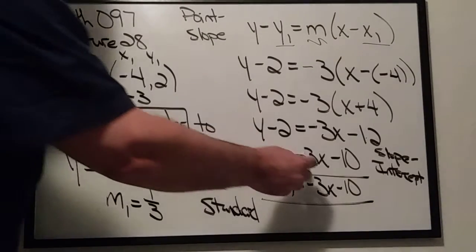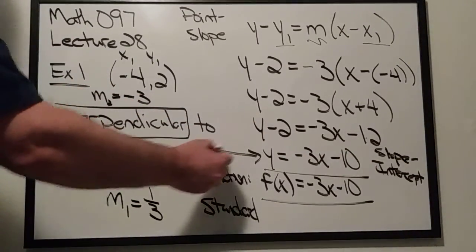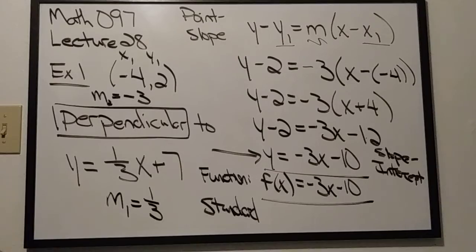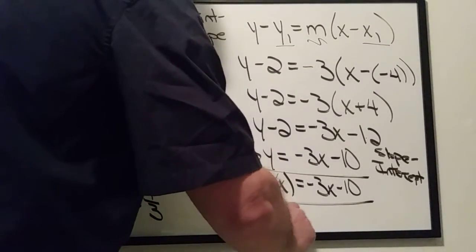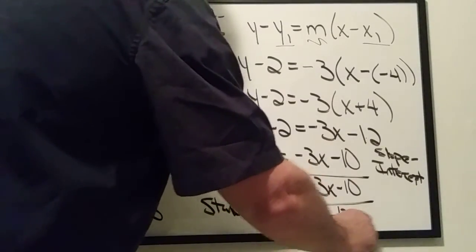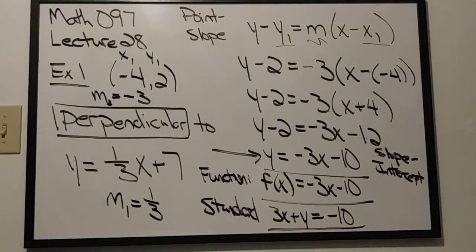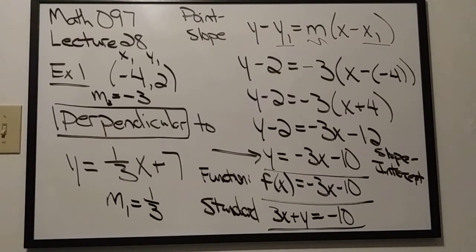So in order to make that happen, when I look at slope-intercept form, in order to get all my variables on the left-hand side, I need to add 3x to both sides. So adding 3x to both sides gives me 3x plus y is equal to negative 10. And once again, standard form has the x term first, then the y term second on the left-hand side, and then a constant over on the right-hand side of the equation.